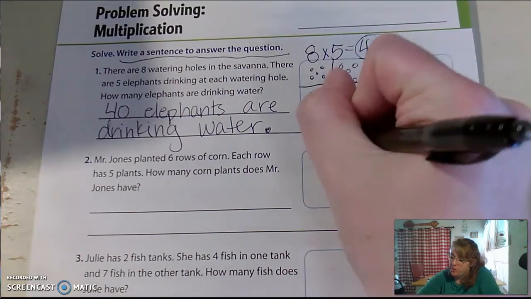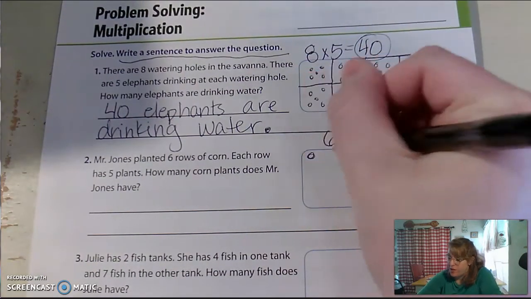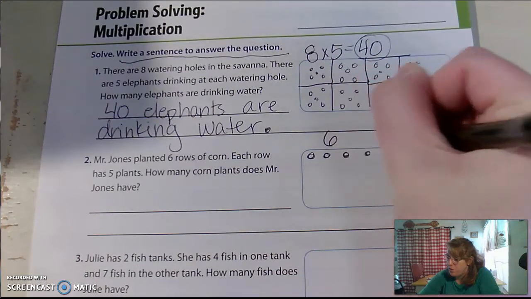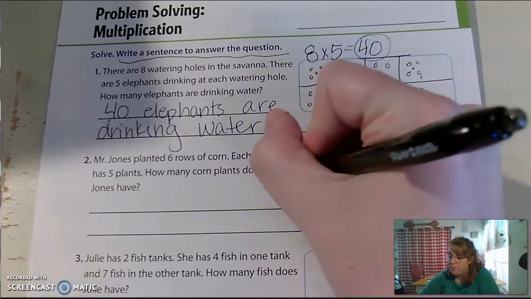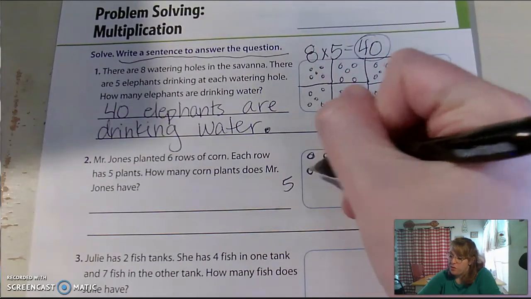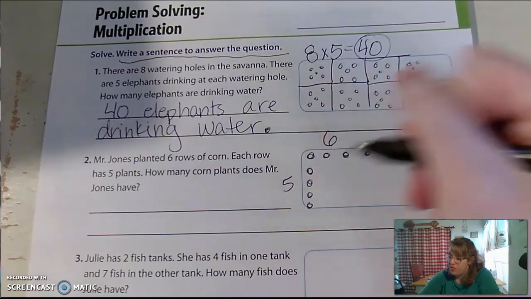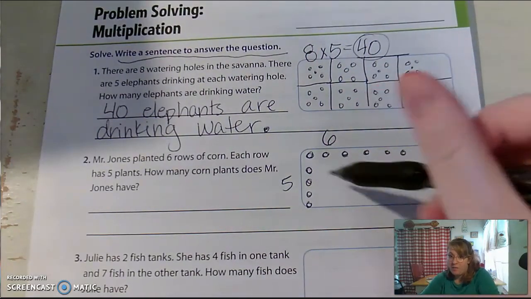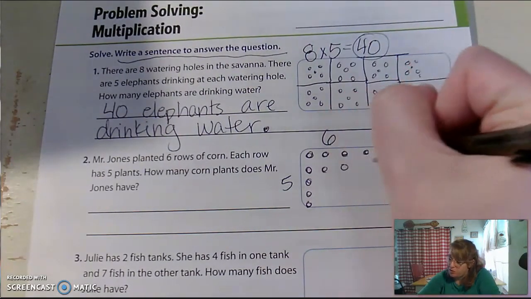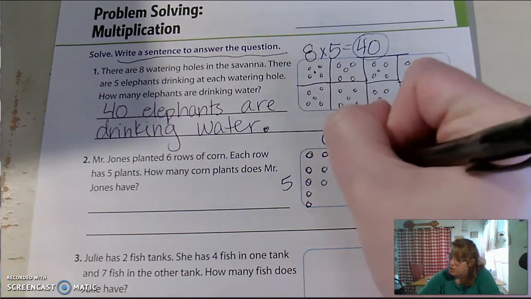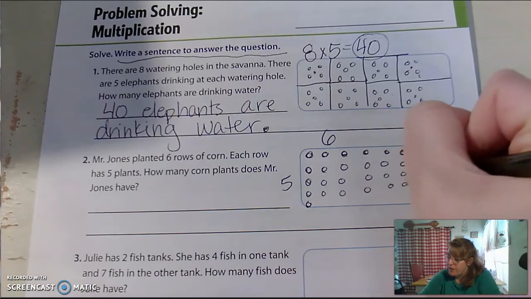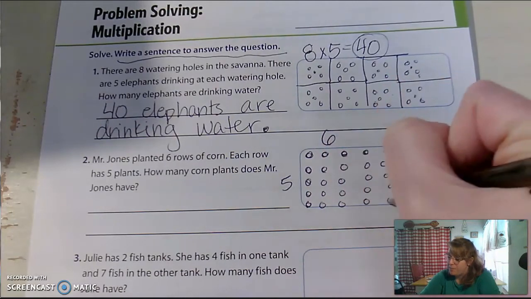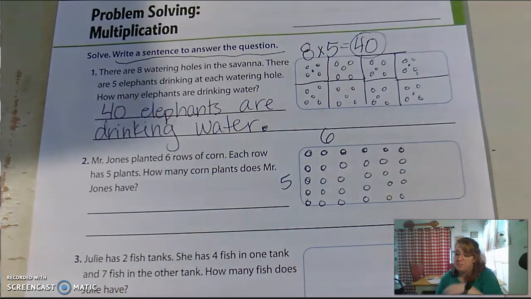So Mr. Jones planted 6 rows of corn. 1, 2, 3, 4, 5, 6. Each row had 5 plants. 1, 2, 3, 4, 5. Now remember, I have to fill in all of those. But again, it would be a lot easier if I just knew this off the top of my head. And that's what we're going to be working on.